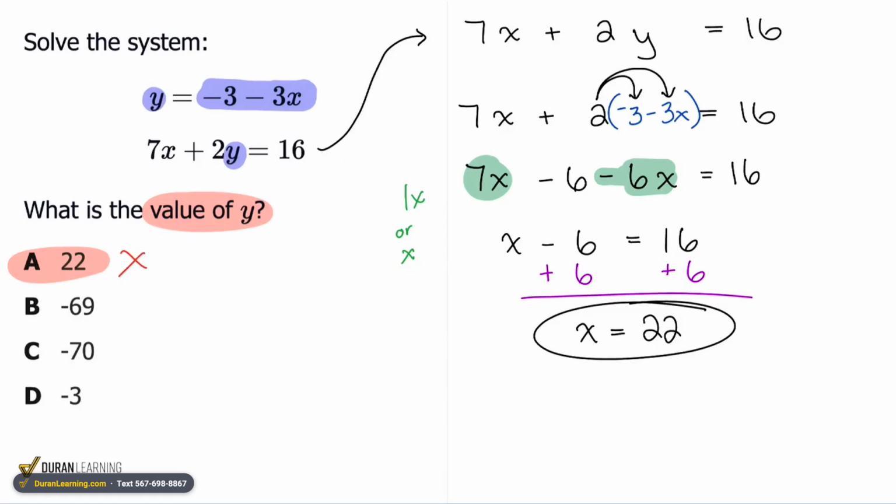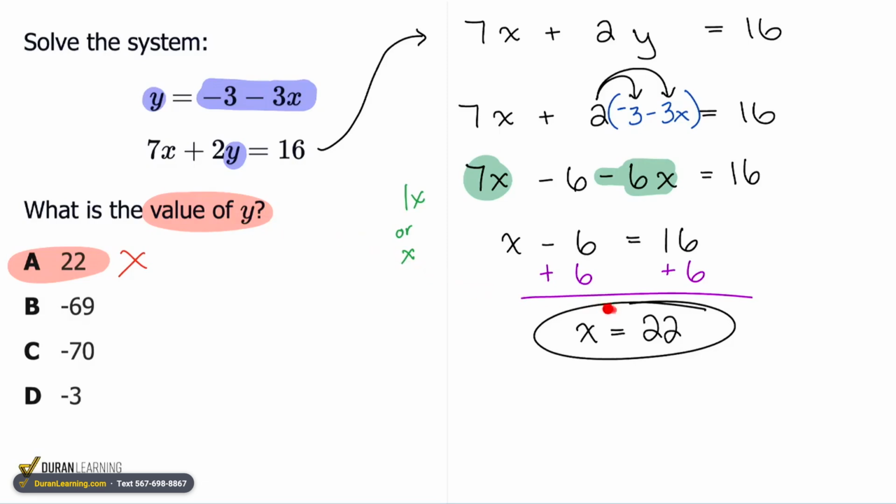It's not. Why? Once again, thank you, Donovan. Because we're solving for y. We're not solving for x. Well, we did solve for x, but we weren't supposed to. We were supposed to solve for y. So what do we do here? How do we get the value of y?